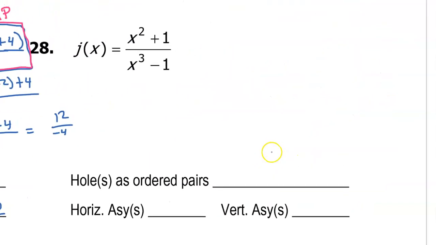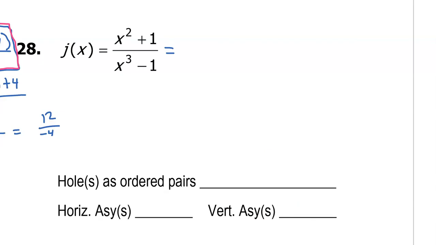All right, last one, problem number 28. The numerator will not factor because it is the sum of two squares, not the difference of two squares. So we will have to leave the numerator alone, x squared plus 1. The denominator is the difference of two cubes, which we saw on problem number 27. So remember that the difference of two cubes will factor as a binomial and then a trinomial.